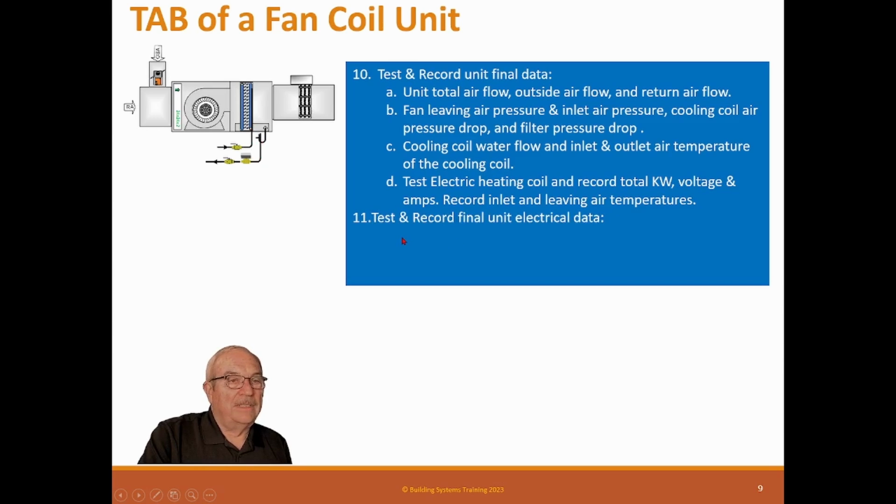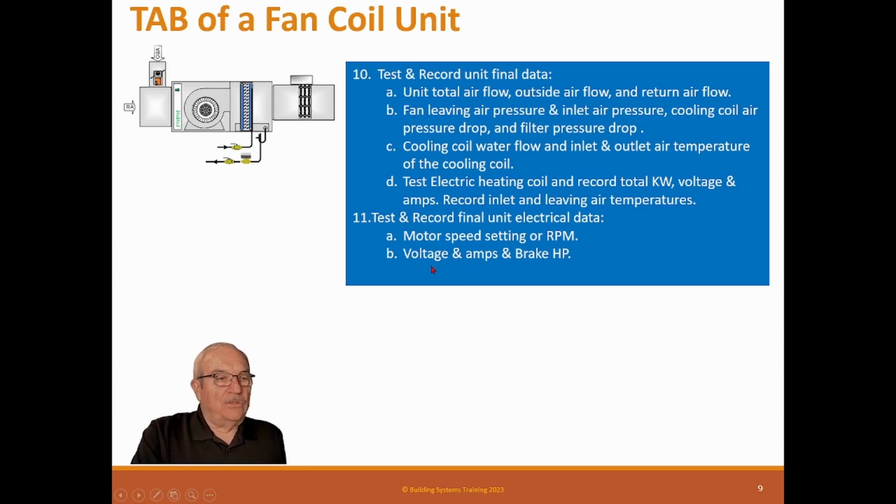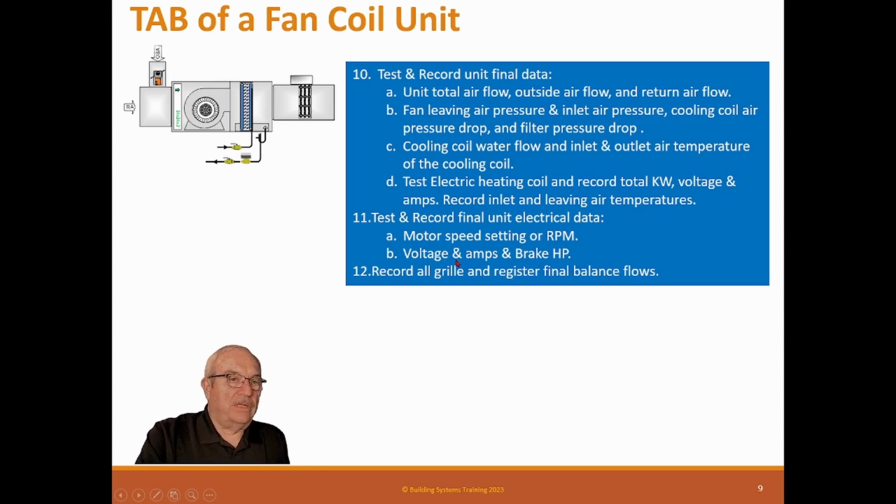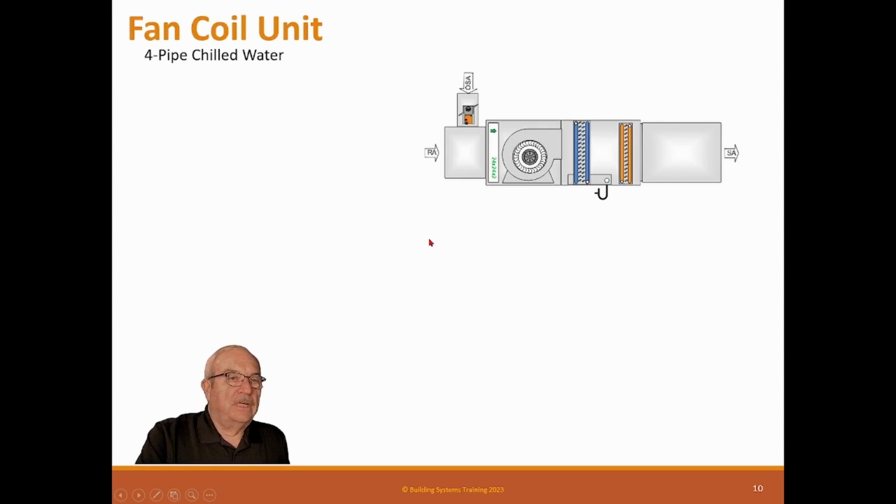Then test the unit electrical: motor speed setting and RPM, voltage, amps, and brake horsepower. Now remember, when you're taking voltage, it's the actual voltage per phase and the actual amps per phase. Don't just list it as 480 or 120 volts or 240 volts or 208. You need the actual readings. Record all grill and register final balance flows. And so that's how you do that.